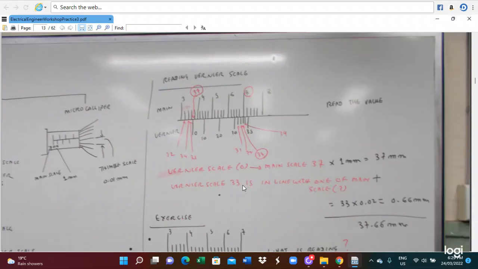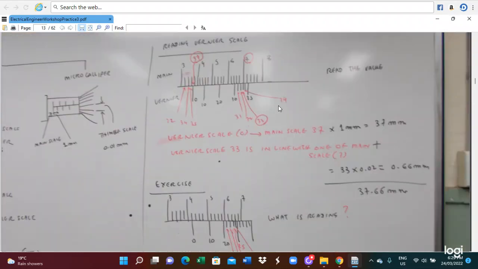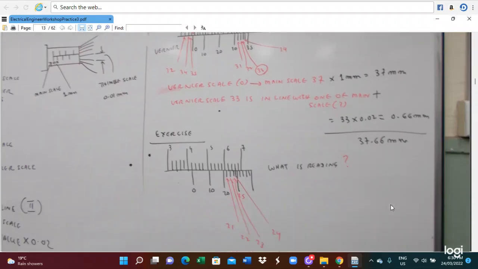Here is an example problem. In this case, the main scale reading indicated by the vernier scale 0 is 37 multiplied by 1 millimeter, so 37 millimeters. And then the vernier scale value: line 33 is exactly in line with the main scale. Therefore the 33 is multiplied by 0.02, which gives 0.66. So you add these two, and you get 37.66. Then this one you do as an exercise.